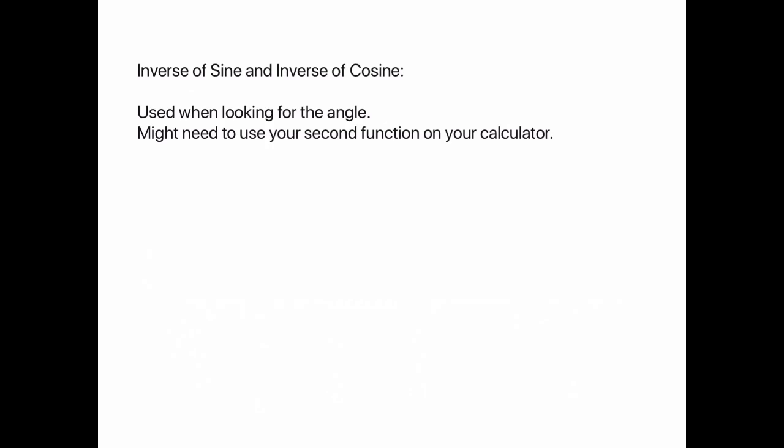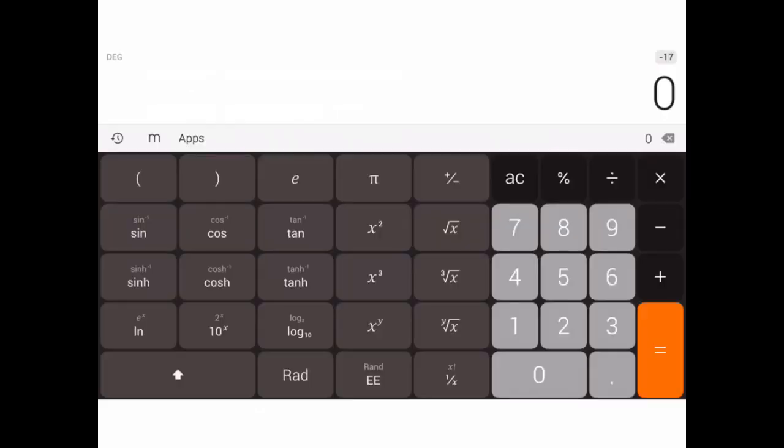Now on to the inverse of sine and the inverse of cosine. You're only going to use these when you're looking for the angle. If you're looking for the sides, you're just going to use the sine and the cosine like normal. You might need to use a second function on your calculator in order to do these inverses, so let me show you what I mean.